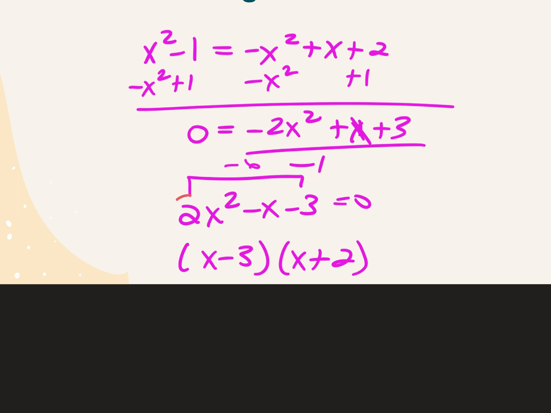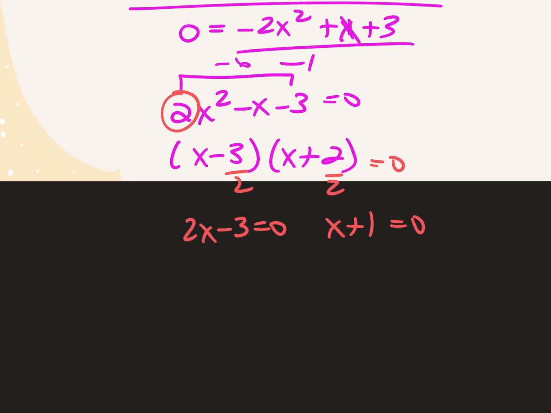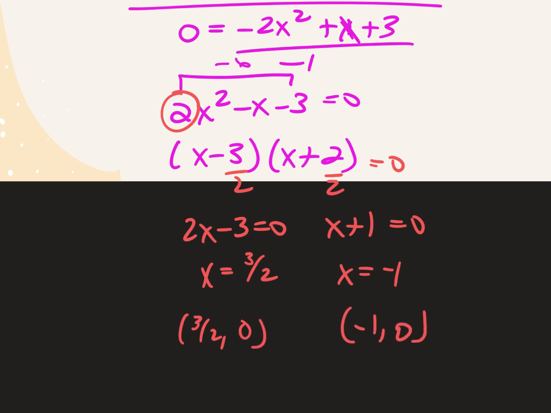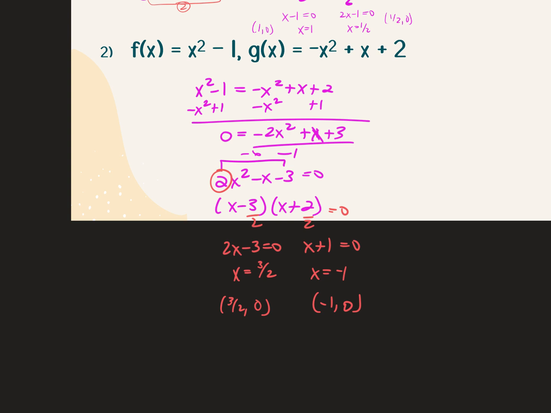I have to divide both by what? 2, because my a term is not 1. So I have 2x minus 3 equals 0, and x plus 1 equals 0. Do I have 2 x values? Yep, x equals 3 over 2, and x equals negative 1. So as ordered pairs, we'd have 3 over 2, 0, and negative 1, 0. How about it? Good? What's next is a blank spot where we have 2 answers. Okay, good, we're done.